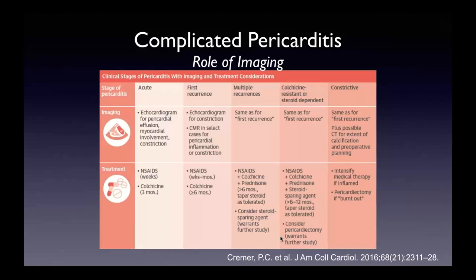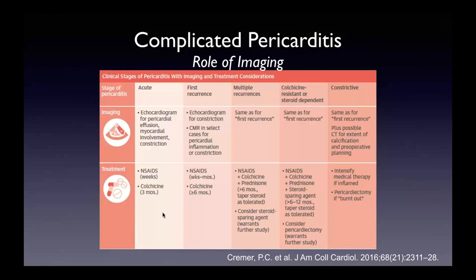This is a nice little diagram from Paul Kramer and Allan Klein, published as a review in the Journal of the American College of Cardiology in 2016, with regards to the role of imaging in various types of pericarditis. As you follow along with acute pericarditis, echocardiography tends to be the mainstay, as I mentioned before, for pericardial effusion, myocardial involvement, and constrictive physiology. For first recurrence, echocardiogram for constrictive physiology, and CMR, cardiac magnetic resonance imaging, in select cases for inflammation or constriction. Multiple recurrences, the same as this. And in constrictive pericarditis at the very end here, you could add CT for extent of calcification and preoperative planning.